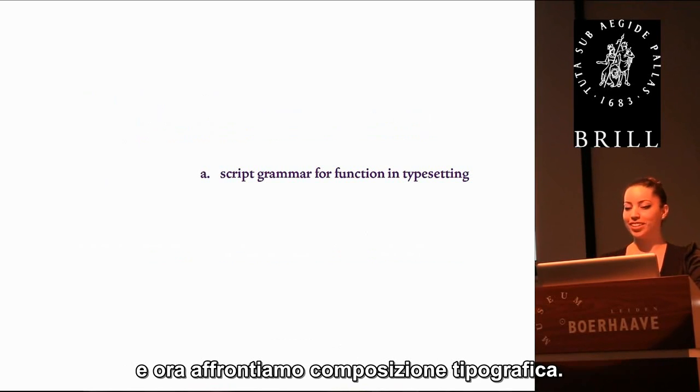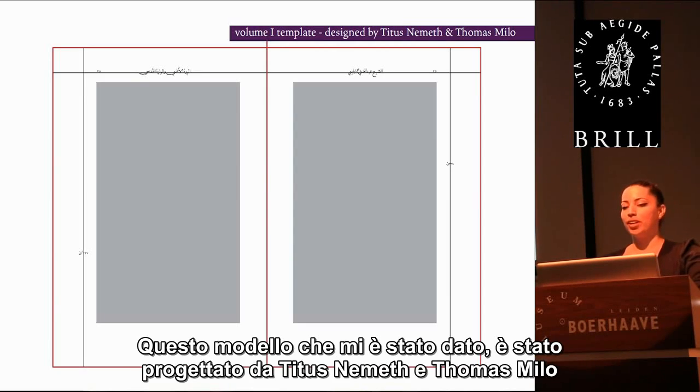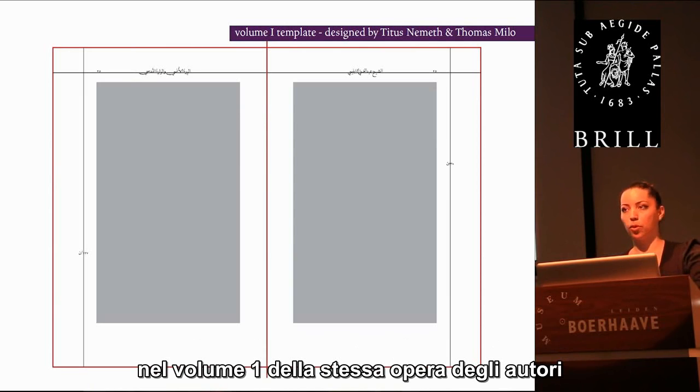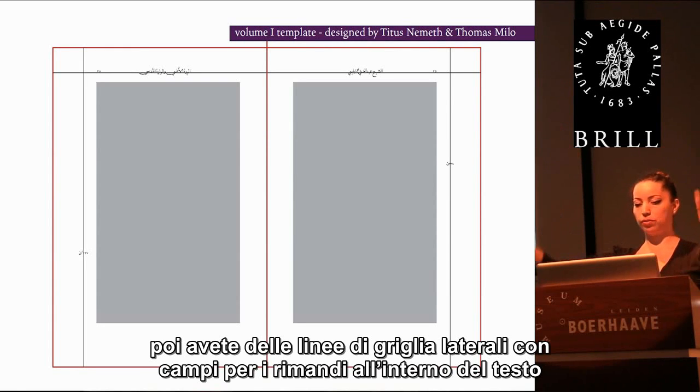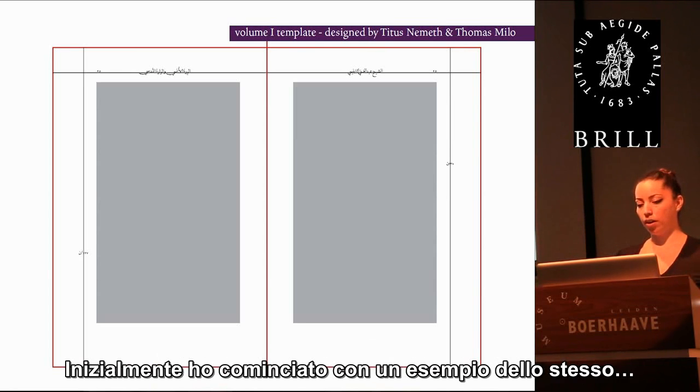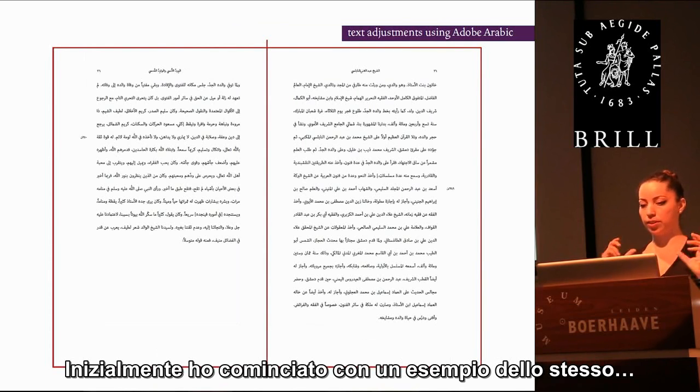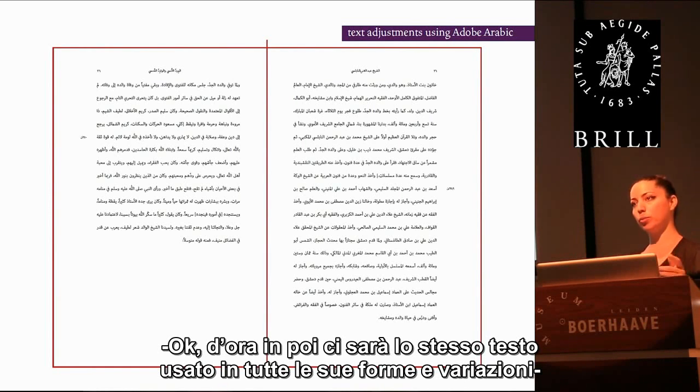So now we are hitting typesetting. This was a template that was given to me, designed by Titus Nemeth and Thomas Milo in the volume 1 of the same author's work. And so the live area is in gray, you have a top folio line, and then you have side anchor grid lines for anchors within the text. I first started with an example of the same, okay, so from now on, there will be the same text used in all different fonts and variations.